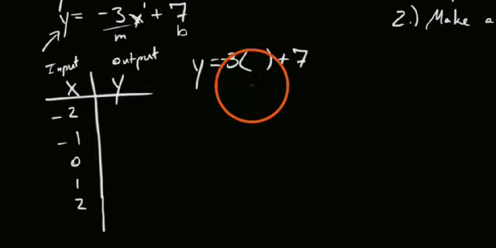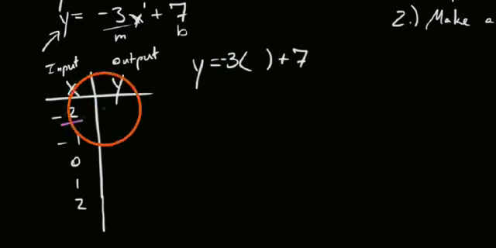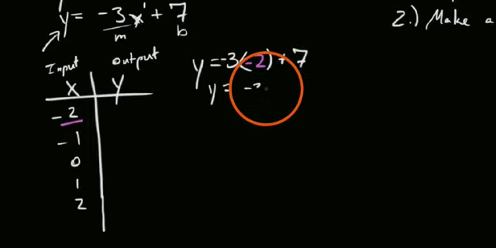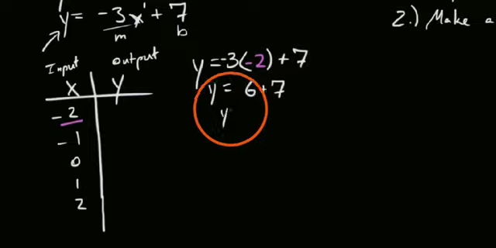What this is going to ensure is that you don't get mixed up with negative signs. In this instance, x is -2, so everywhere I see an x, I'll put this value in. We'll evaluate. y equals -3 times -2, of course, is +6. 6 plus 7, y is 13.